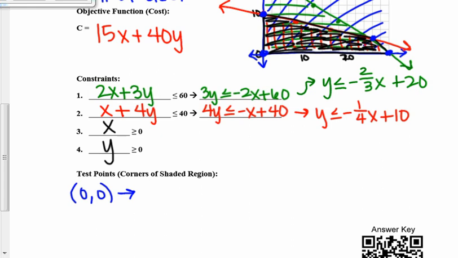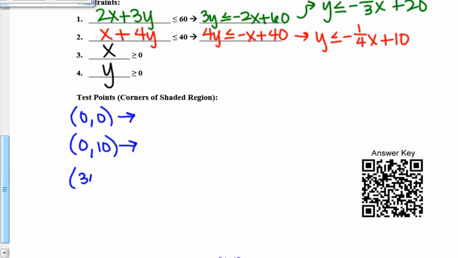Testing that. I'm testing 0, 10. I'm testing 30, 0. I'm testing 24, 4. Don't forget my objective function was 15x plus 40y.